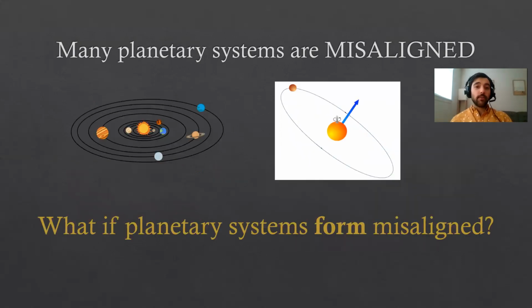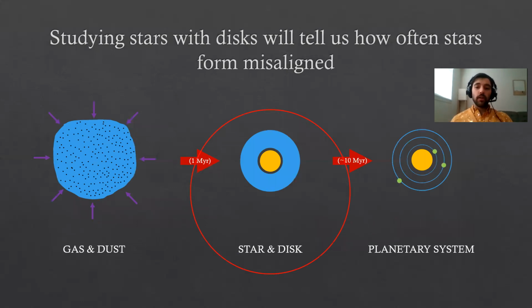But the question that I'm asking in my project is, what if these planetary systems form misaligned? And so in order to answer this, we can look at the intermediate stage of planetary system formation, which is the stage with a protoplanetary disk. The idea being, if we can tell that the disk is misaligned with the star, then there's a really good chance that the planets that form from that disk will also have formed misaligned with the star.